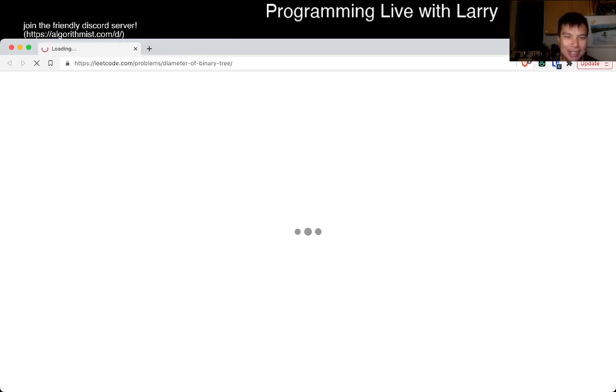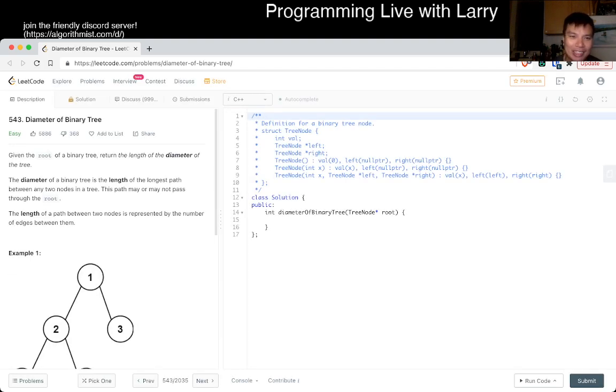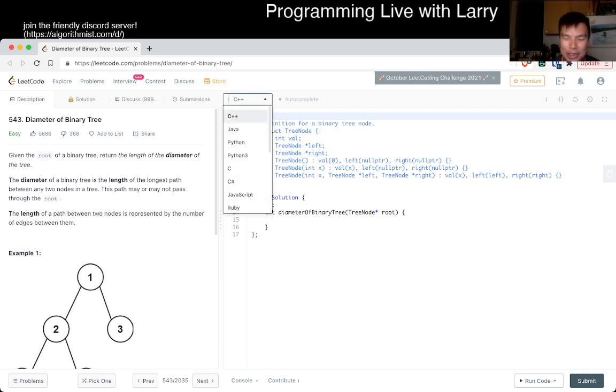It seems like the problem is diameter of binary tree. You should solve this live.